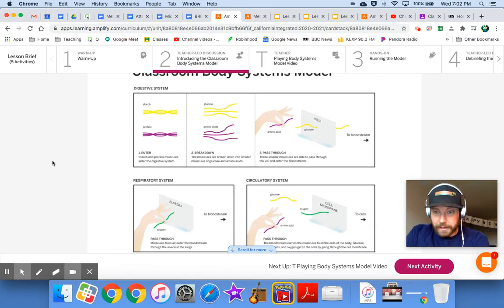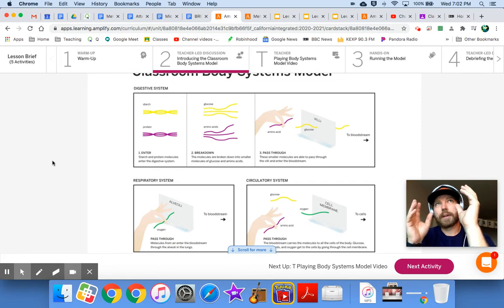What were some of the things that we were supposed to notice? One of those key cells in the digestive system were on the villi, right? The villi were these finger-like structures that were all over your intestines, and the cells on the villi were absorbing those nutrients.